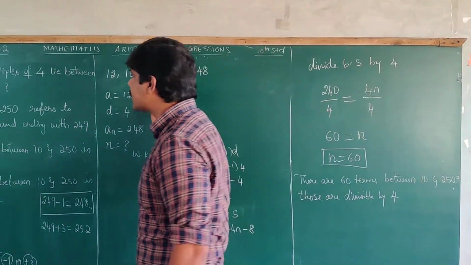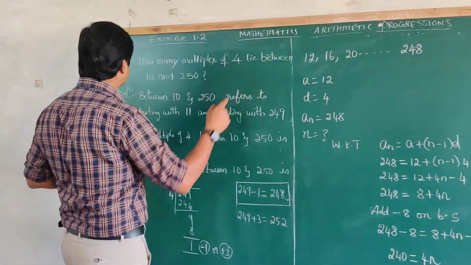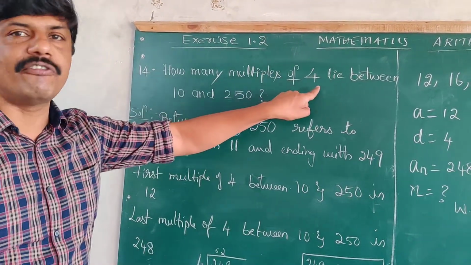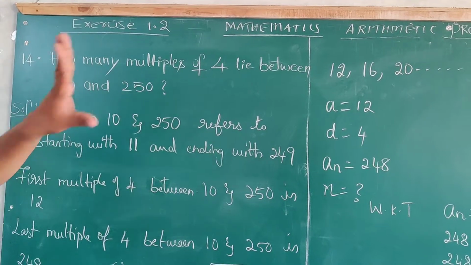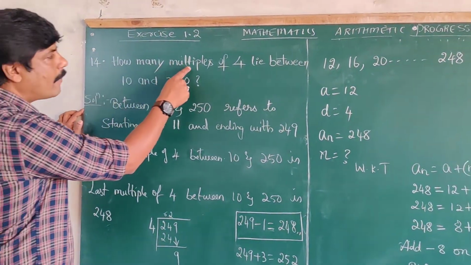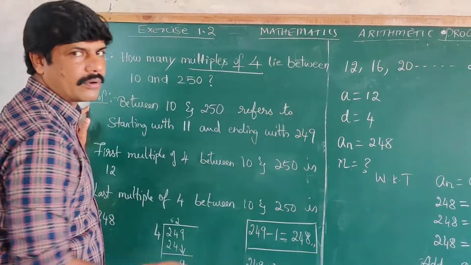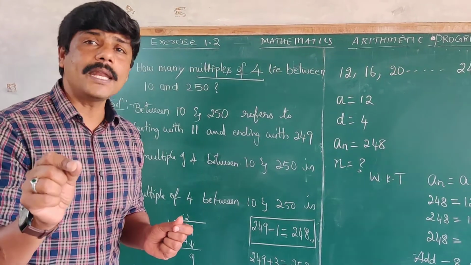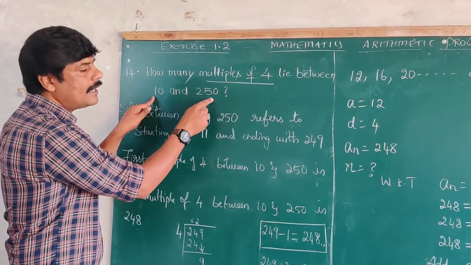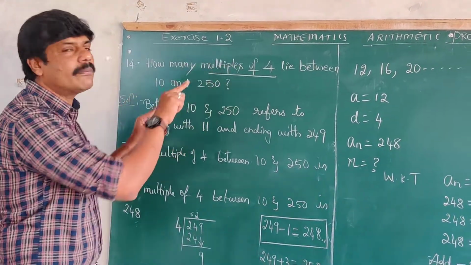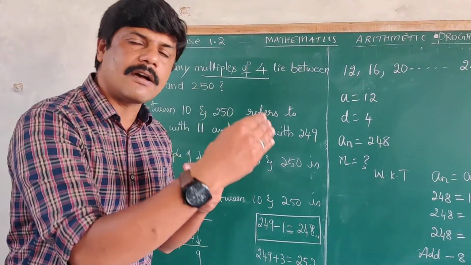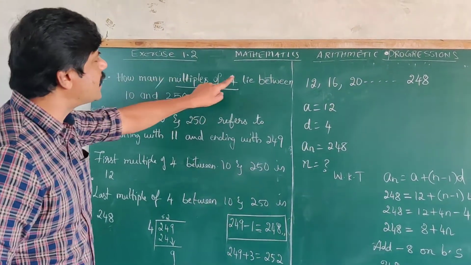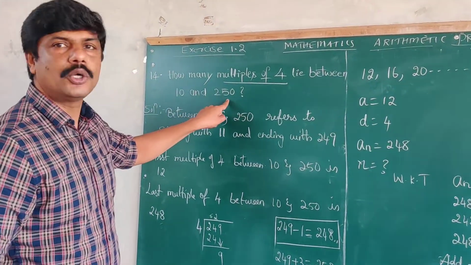Saying so, we will discuss Exercise 1.2, arithmetic progression, problem 14 (sum). It says: how many multiples of 4 lie between 10 and 250? Multiples of 4 is also referred to as how many terms between 10 and 250 will be divisible by 4. Both are one and the same. Multiples of 4 are the same as divisible by 4.